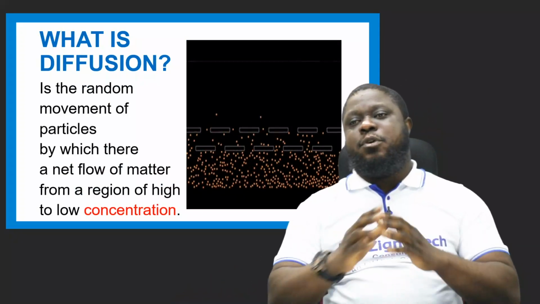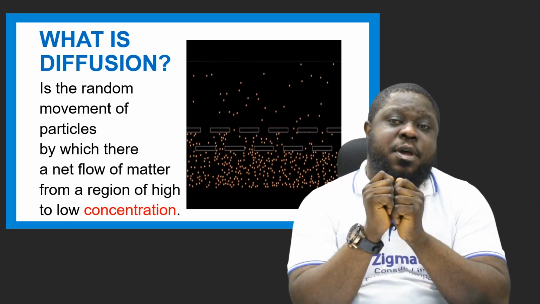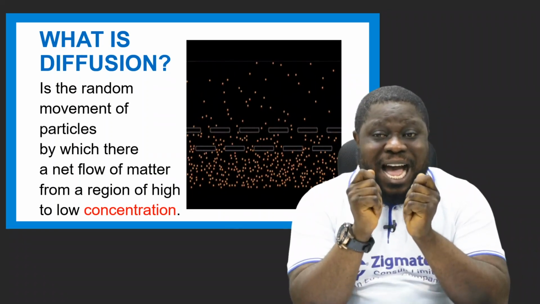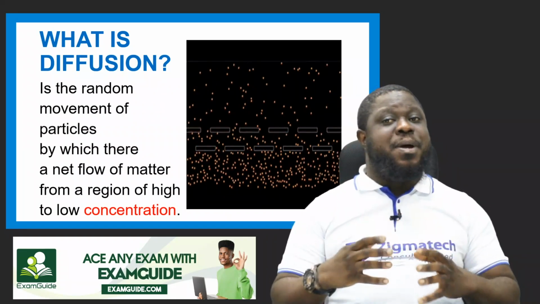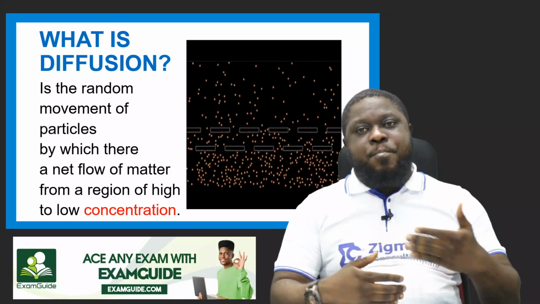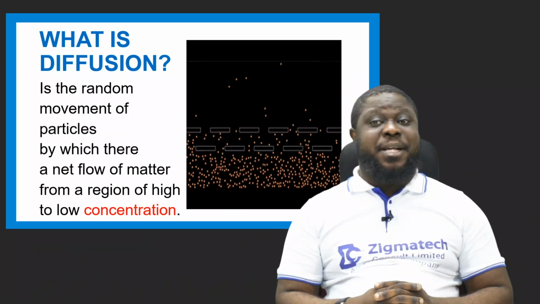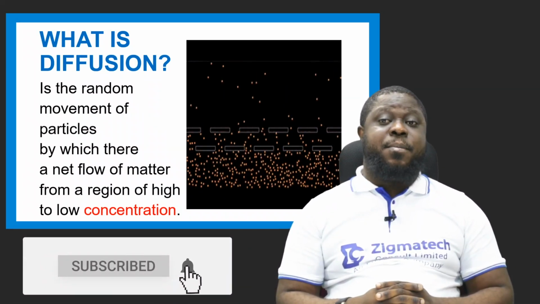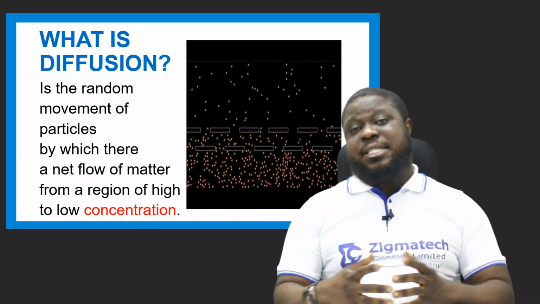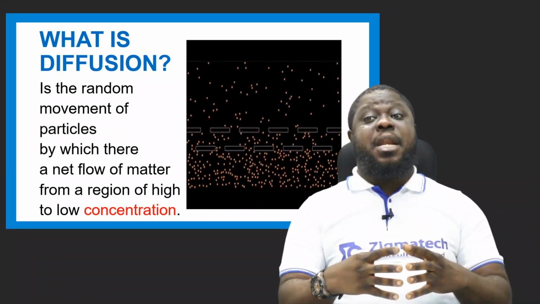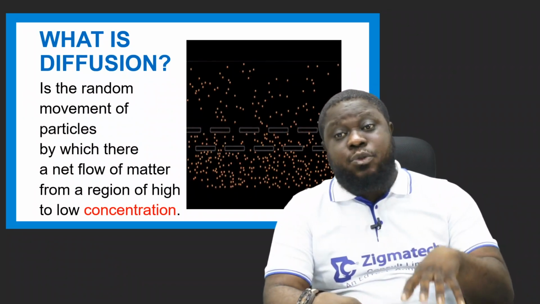Now, what is diffusion? Diffusion is a random movement of particles by which there is a net flow of matter from a region of high to low concentration. It is a random movement. They do not have a destination. They move haphazardly. Which particles of matter move randomly? I told you that in gases, the molecules in matter move randomly, from a region of high to low concentration.